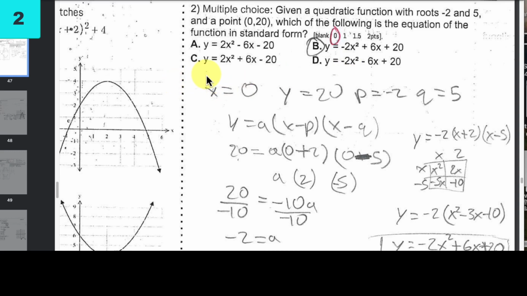Okay, so this student did a really good job. They put in their y value 20, a value what you're solving for, zeros, p is -2, which turns into a positive 2, right? Q is 5. They got a equals -2, so we know that it's either B or D. And then here's their equation in factor form. Then the standard form, they just have to multiply all those out, which they did. Then they distributed, so this is correct. The correct answer is B.